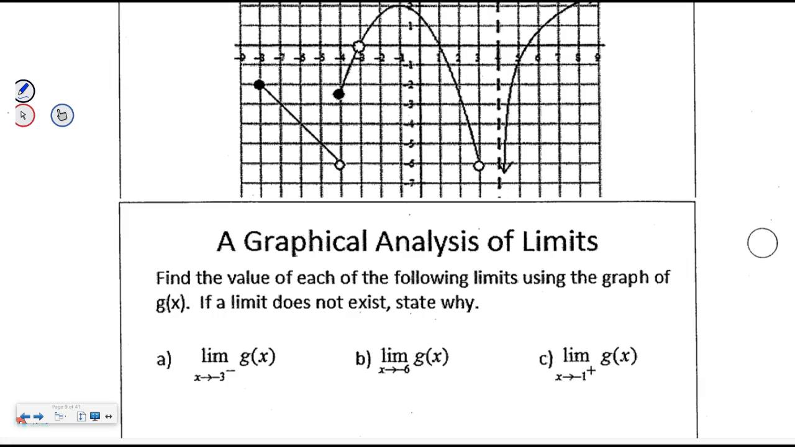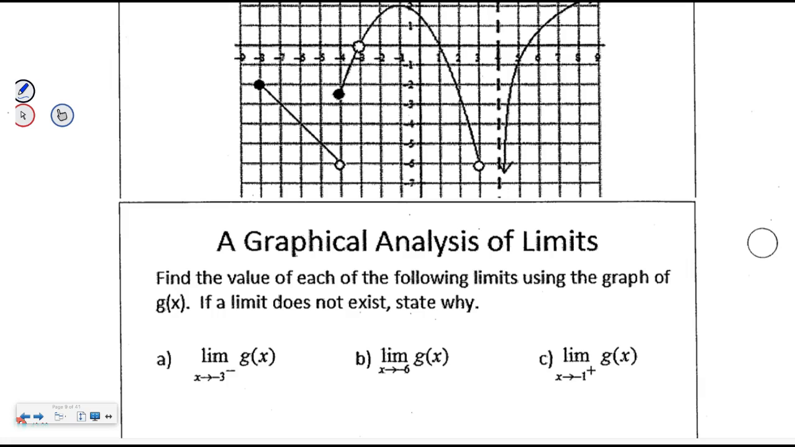Again, you're looking for the y value that you arrive at as you approach the number from the direction indicated. If there's no direction indicated, you're coming from both directions. And I got to go through them because it's almost time to go. I just did a chart. I want to make sure I do a table with you, a graph with you.